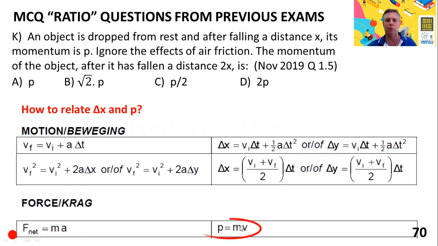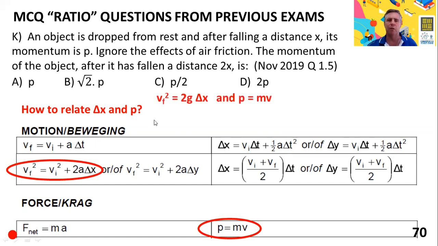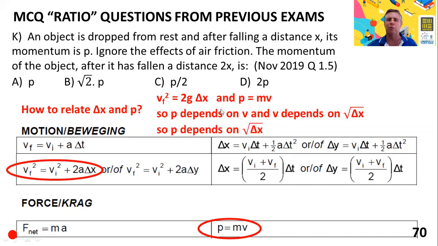So we've got the equation for momentum, P equals mv, and we've got another equation which relates velocity to distance delta x. So we actually have to use both of these equations together. So final velocity squared is 2g delta x, and P equals mv. So P depends on velocity, and v depends on the square root of delta x. So we can say P depends on the square root of delta x. And you need to make that connection.